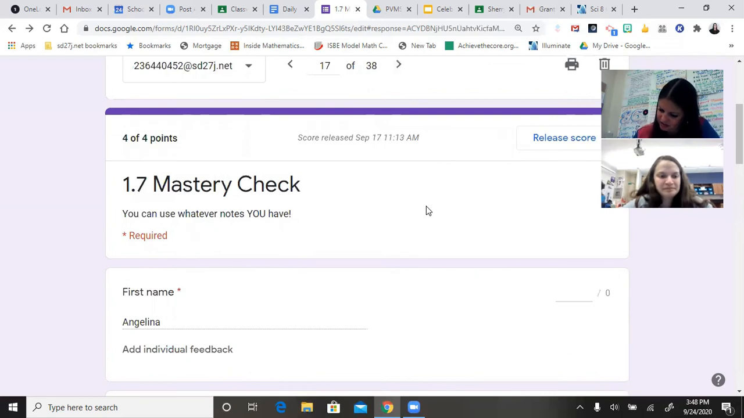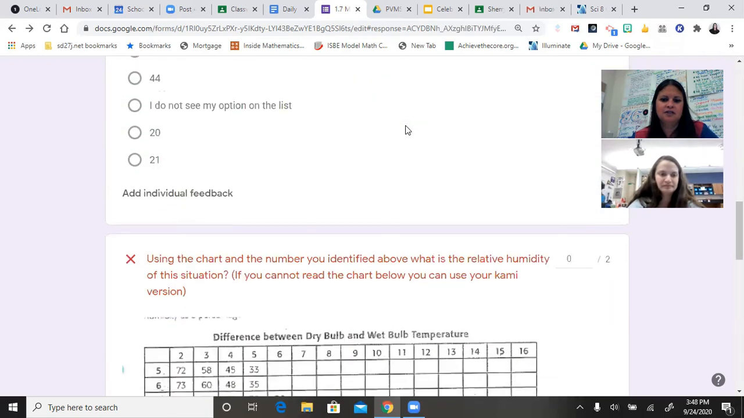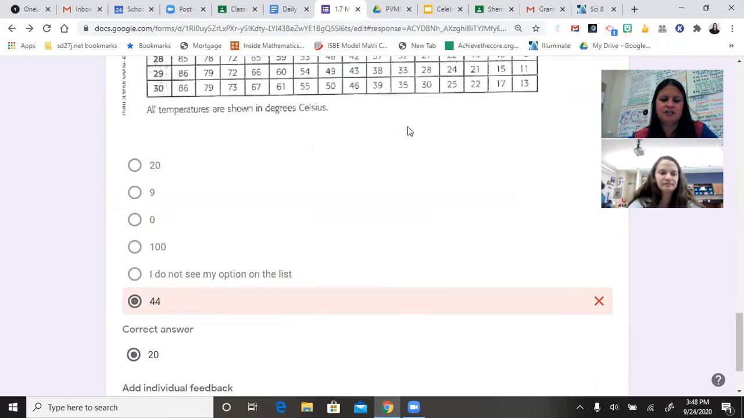Angelina. Agree with that. She's pretty on point. And Daniela. She was able to find the difference, but then again, same as many other students in our 2s, just used the first 2 numbers.